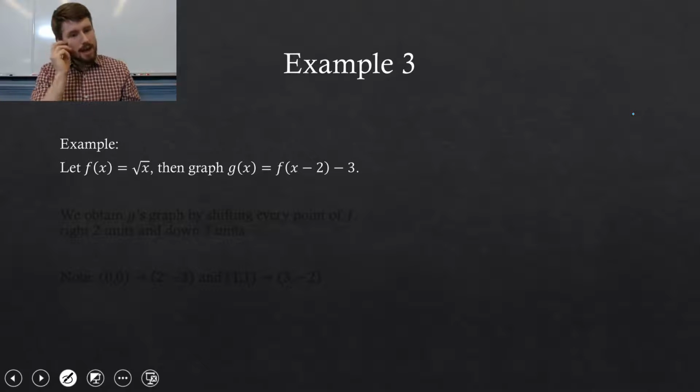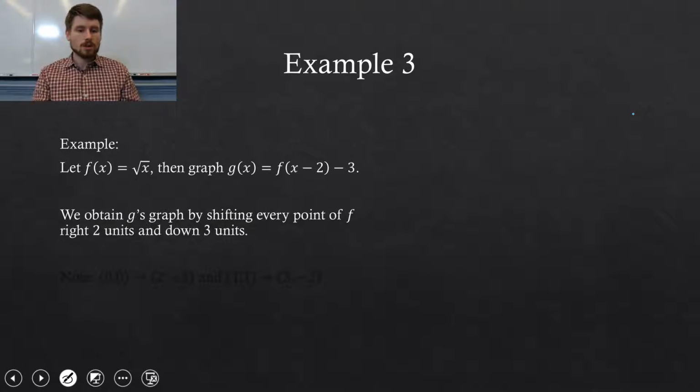So take a minute to think about how you could describe that translation. What would you say to someone to tell them how to move it? If you want to take a second to think about it, I'll tell you how you would do that. Okay, so in this case, f of x minus 2 minus 3 is going to move the graph right by 2 and down by 3. So we're shifting every point of f right 2 and down 3, which means we're adding 2 to all the x values and subtracting 3 from all the y values.